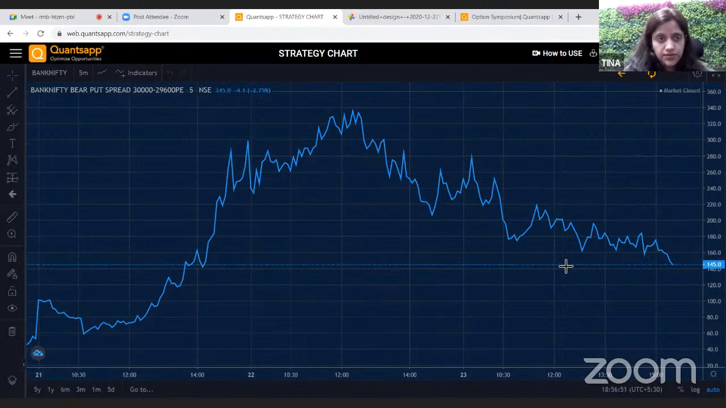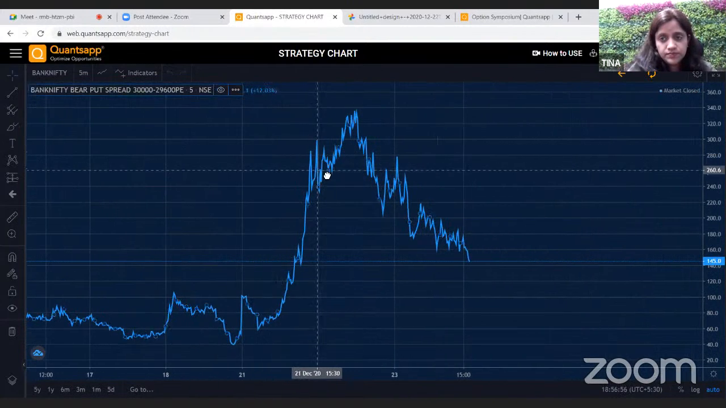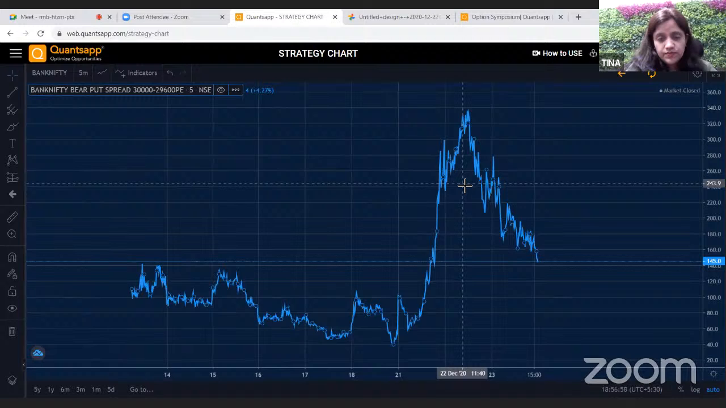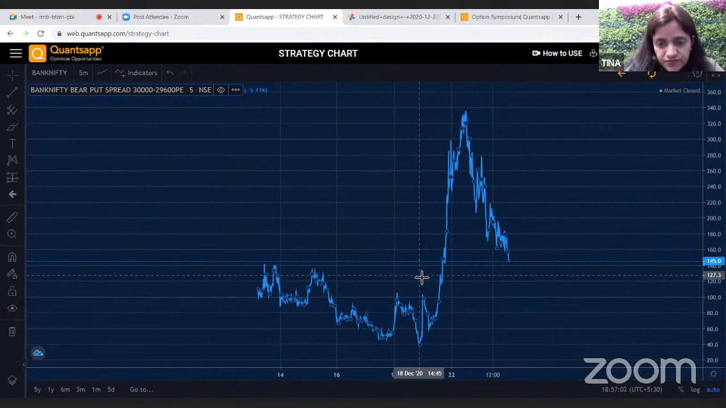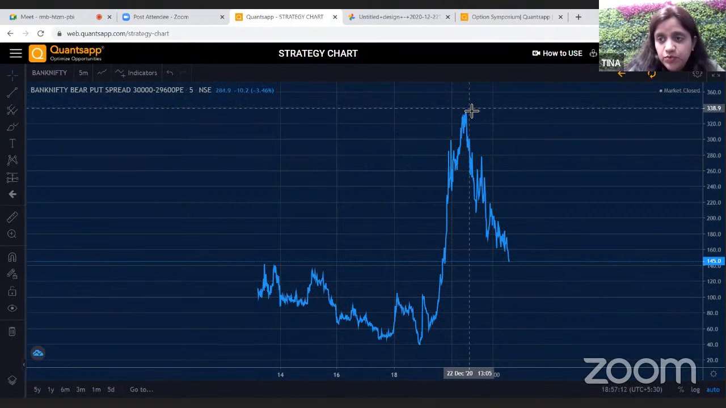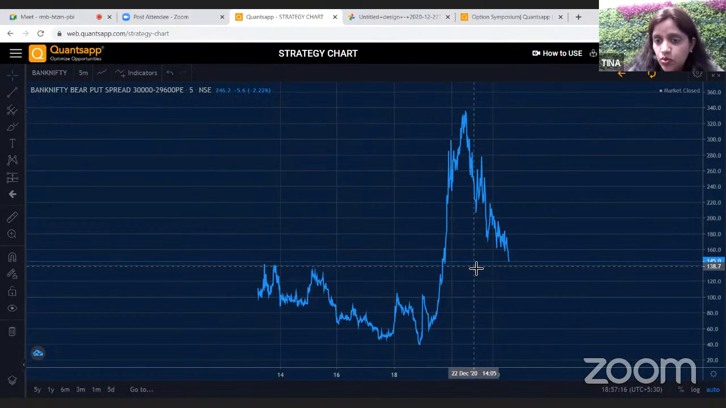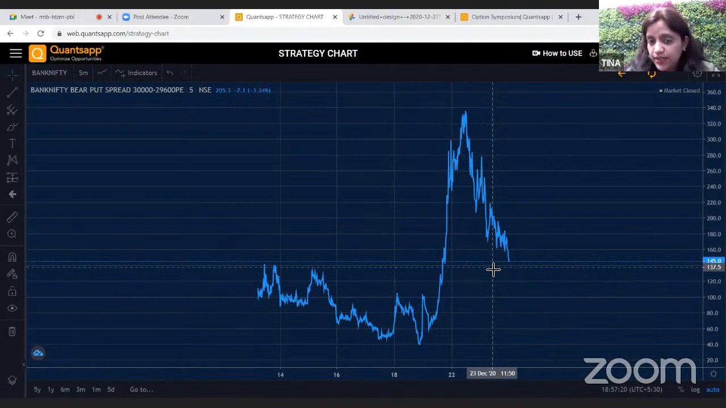So if we look here, simple, on 21st December, we saw this spike. So you saw this premium breaking out, and from 105, it moved to 340. Okay. And then again, it has now cooled off and moved to 145. So this becomes a crucial level.